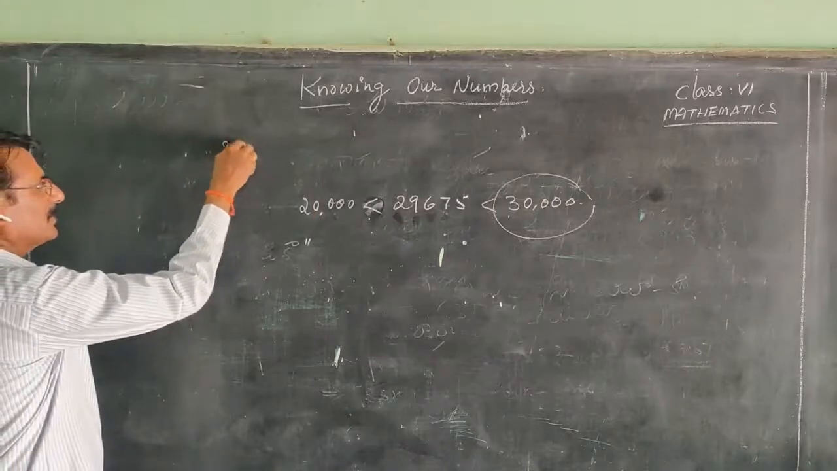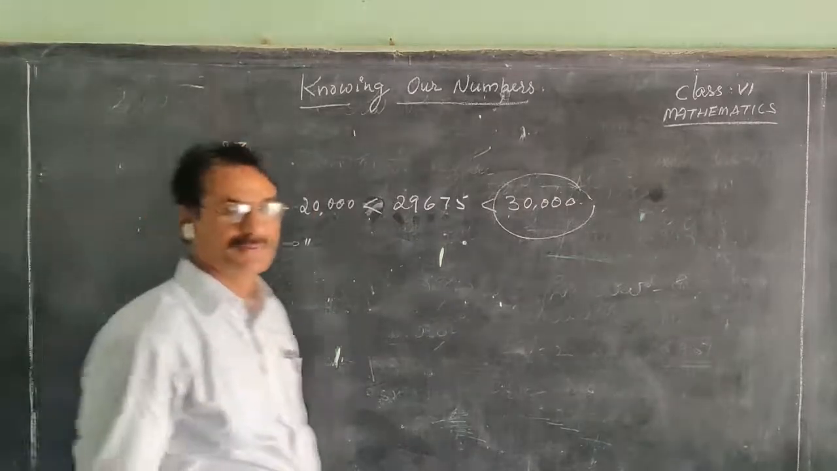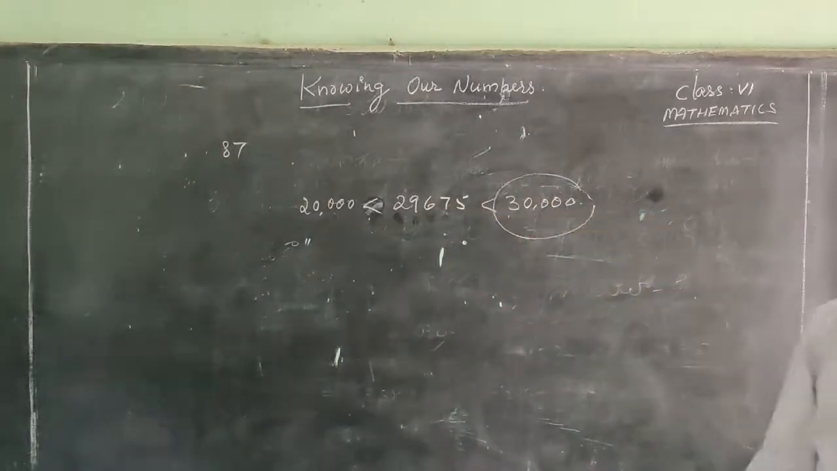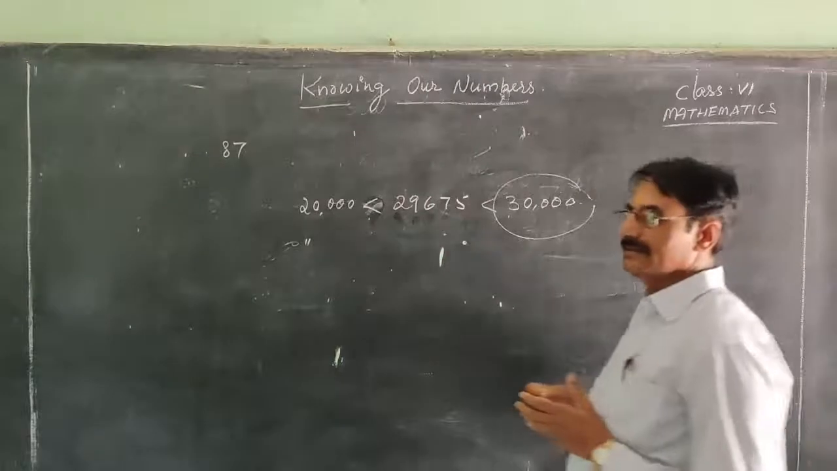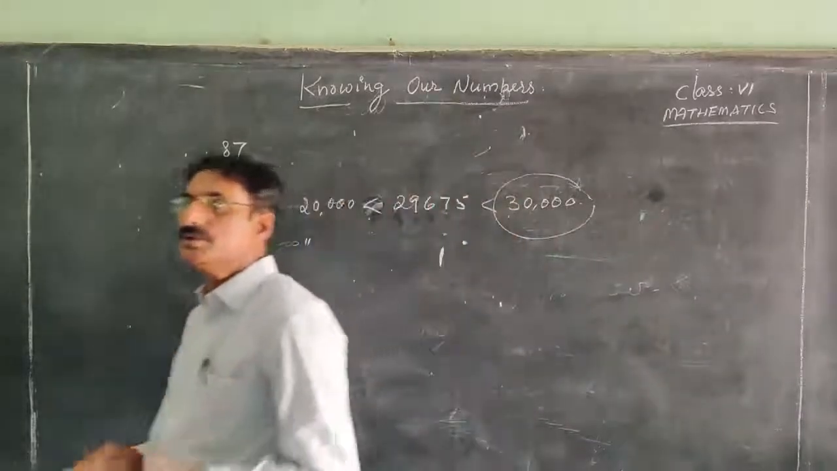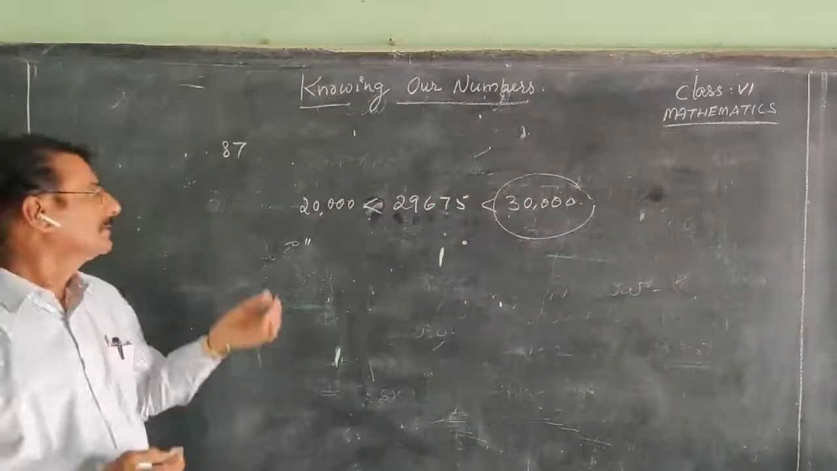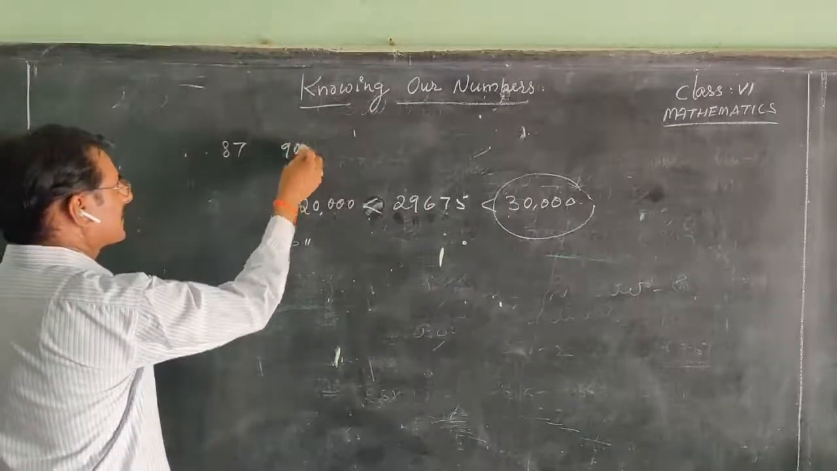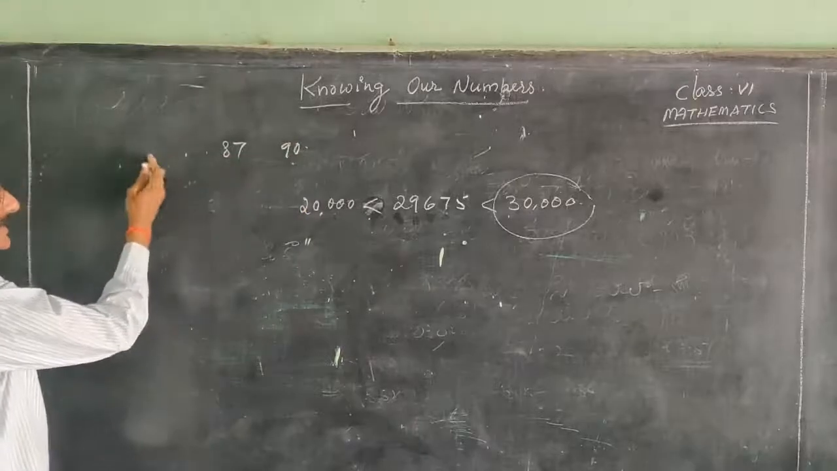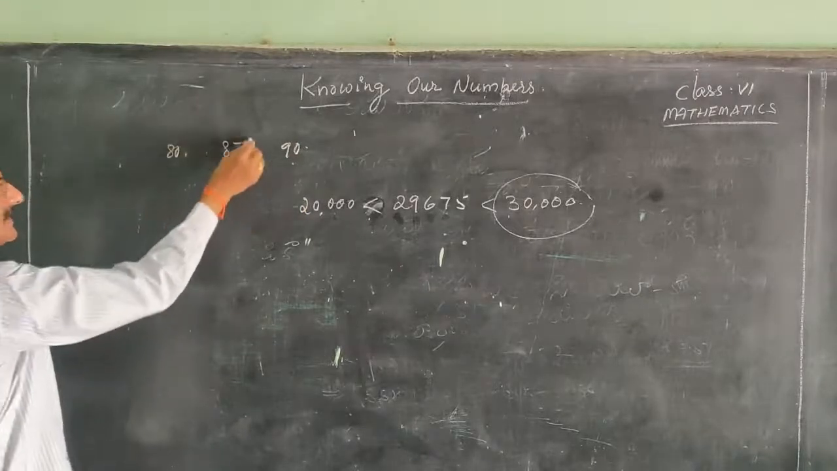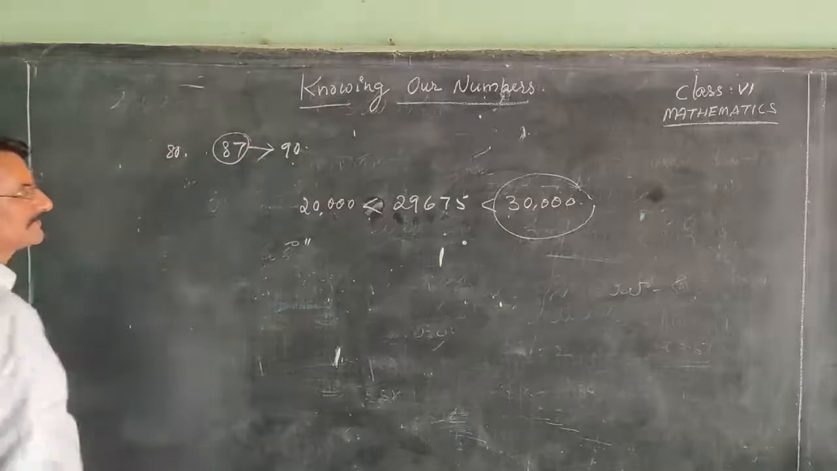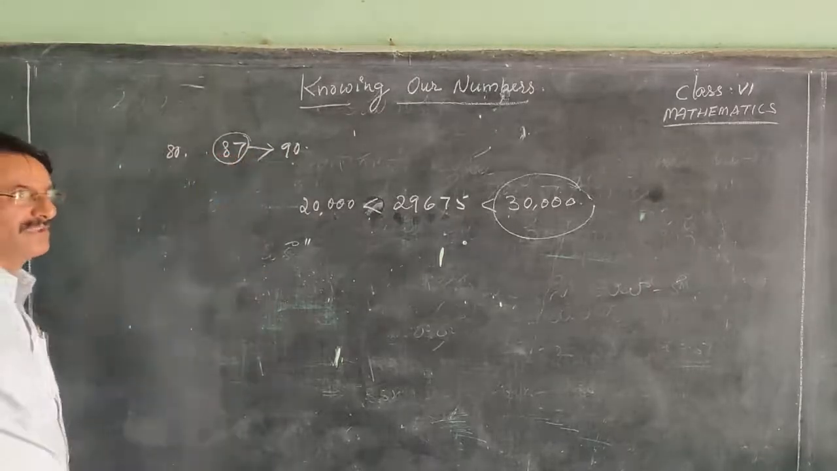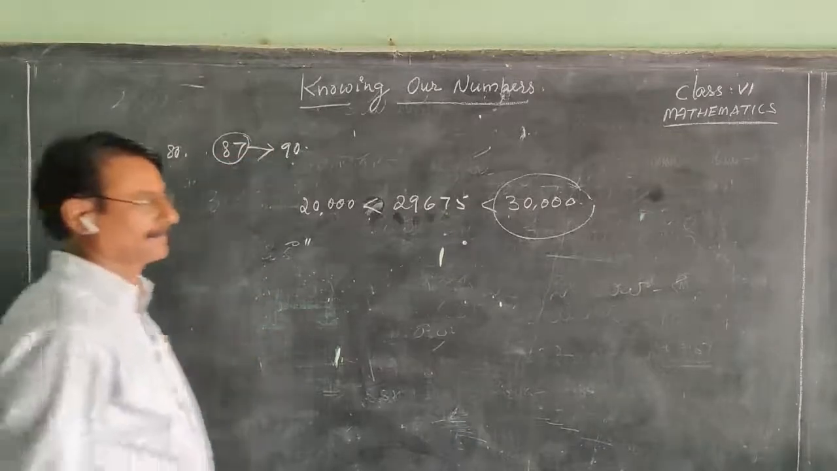For example, simple, take a 2-digit number. What is that number? 87. 87 is nearer to which zero number? The zero number less than 87 is 80. It is very close to 90. So, we say 87 rounds off to 90.